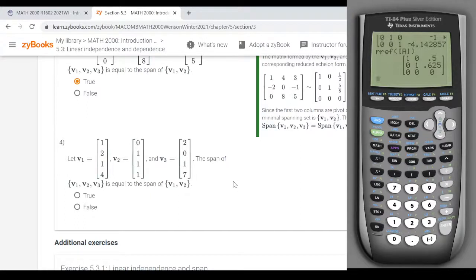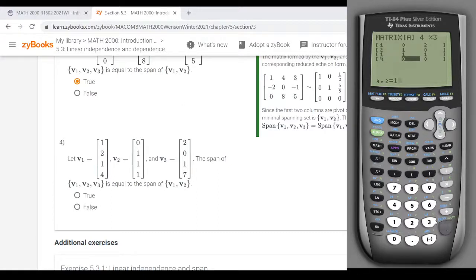Now let me show you what happens when you put in a 4 by 3 and try to put it in echelon form or reduced echelon form in the calculator. It comes back with an error for some reason. When there are more rows than columns, you get an error. I'll show you how to fix that if I haven't already in a previous video. But 4 by 3, all the first components are 1, 0, and 2. All the second components are 2, 1, and 0. Third components are all 1. And the fourth components are 4, 1, and 7.